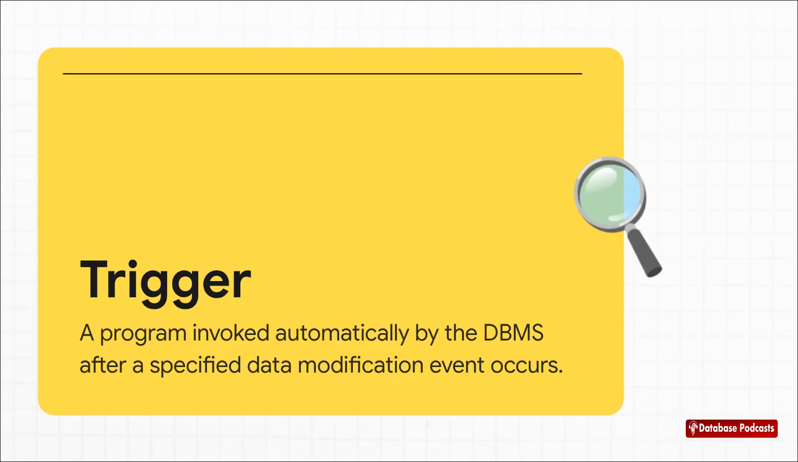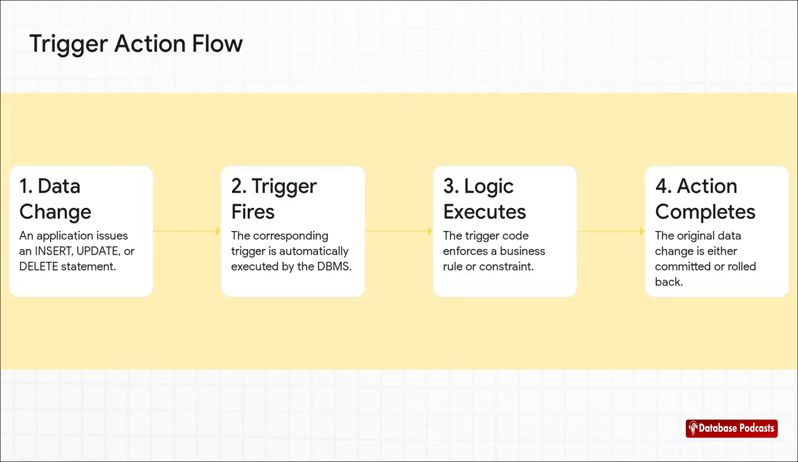This makes it absolutely perfect for things like keeping an audit trail of changes or enforcing a really complex business rule that a simple check constraint just can't handle. And what's so fascinating is this invisible process that's happening behind the scenes. Your application just sends a normal update command. But before that change even hits the table, a before update trigger can fire automatically.